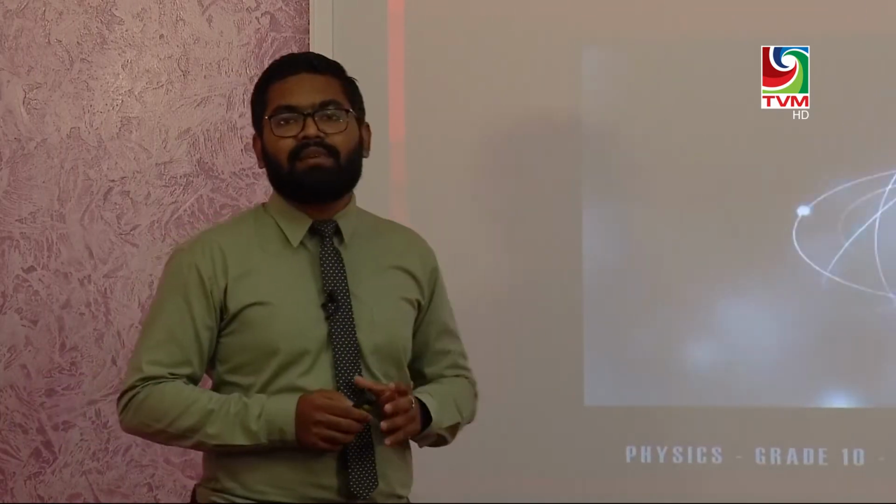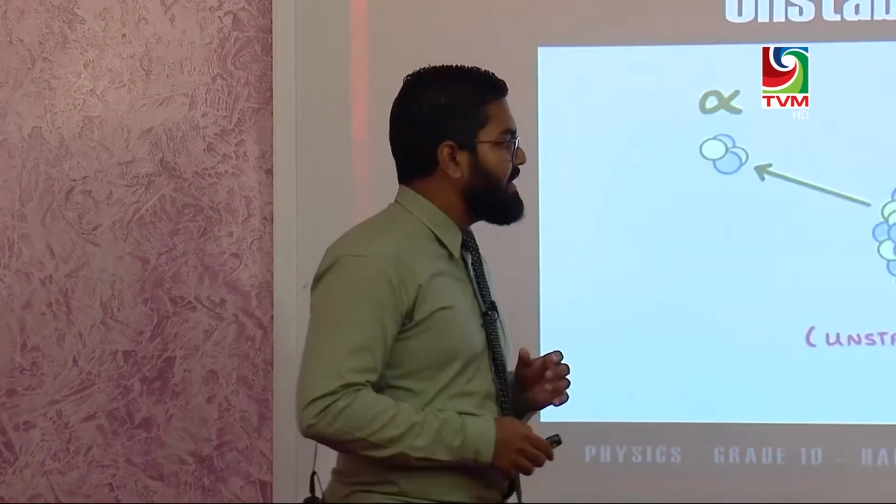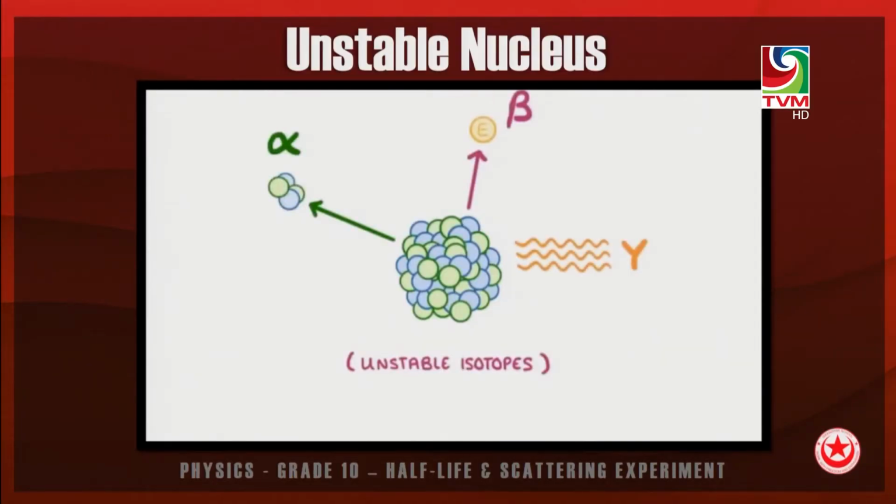Due to this instability, as we have studied in the previous lesson, the atom tries to become stable by becoming radioactive. In this process, they will be emitting alpha, beta, or gamma. But what we must note is that we don't know what type of particle it is going to emit, because we call this process a random process.